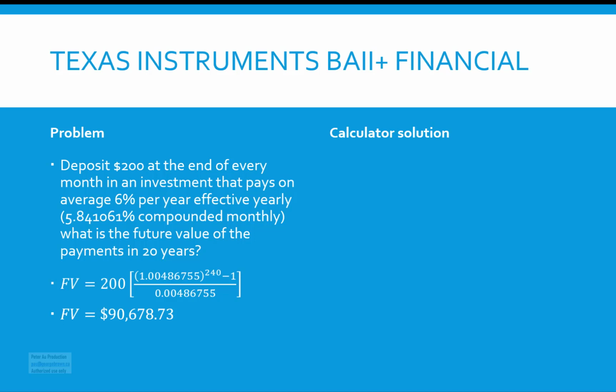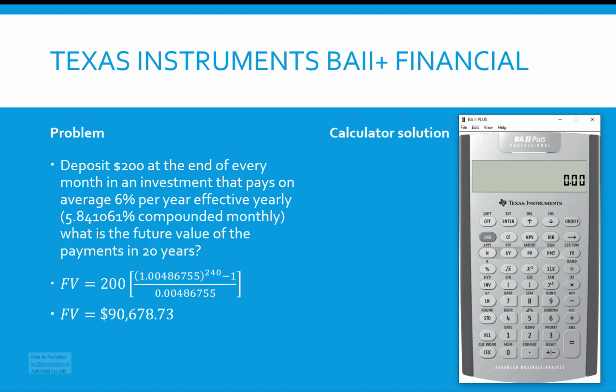Our problem is: deposit $200 at the end of every month in an investment that pays on average 6% per year effective yearly. This is equivalent to 5.841061% compounded monthly. What is the future value of the payments in 20 years? The mathematical solution is as shown. The calculated solution is as follows.